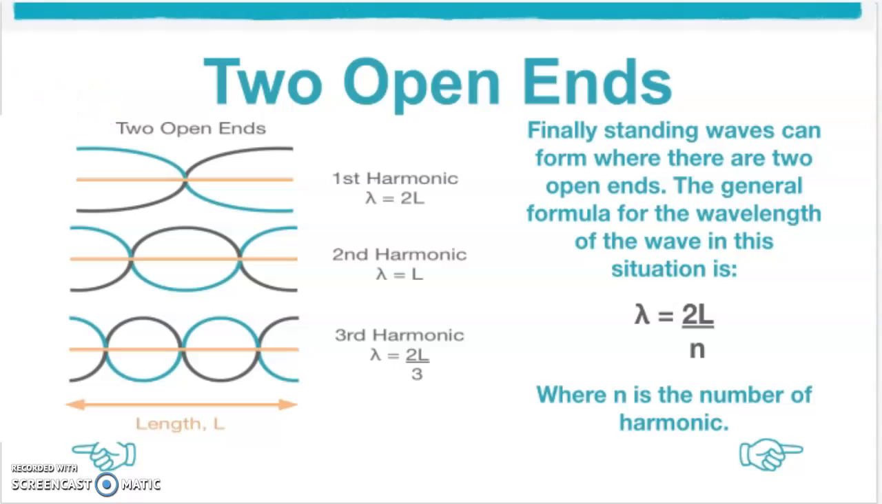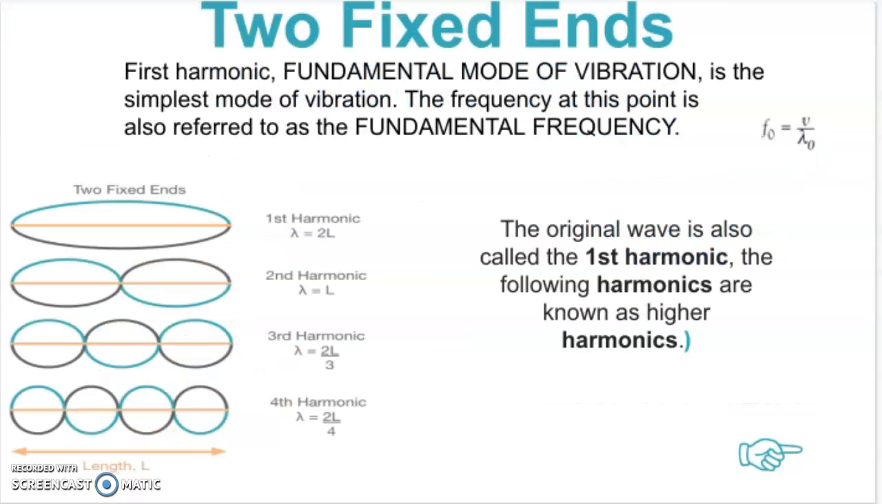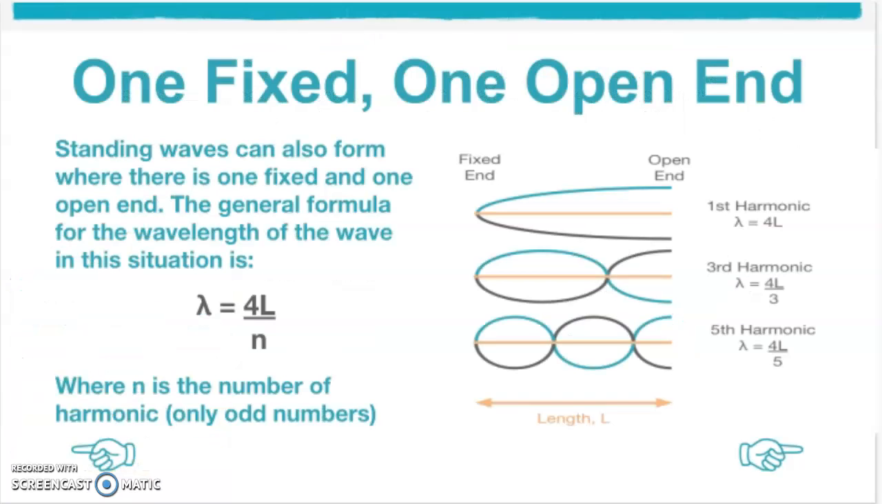Now, what happens as you increase the frequency from the fundamental? Well, if we go up to fixed at two ends, as you increase that frequency, you increase the number of nodes and antinodes. So this would be your first harmonic, this would be your second harmonic, this would be your third, and this would be your fourth, which is basically a repetition of your fundamental mode of vibration, your first harmonic. Secondly, for one fixed and one open end, again, you get this repetition.